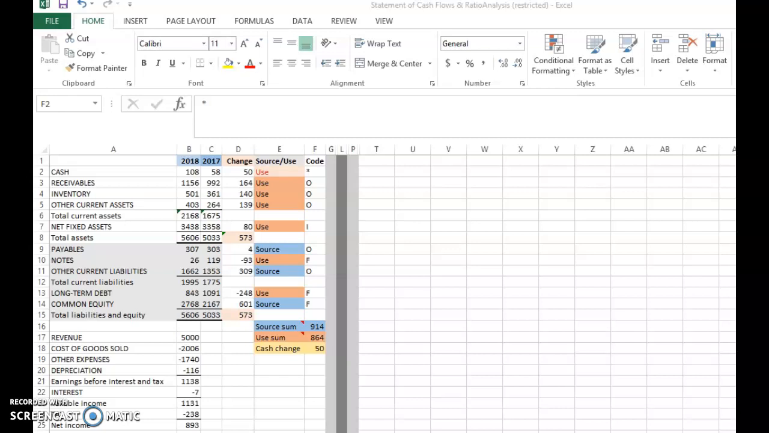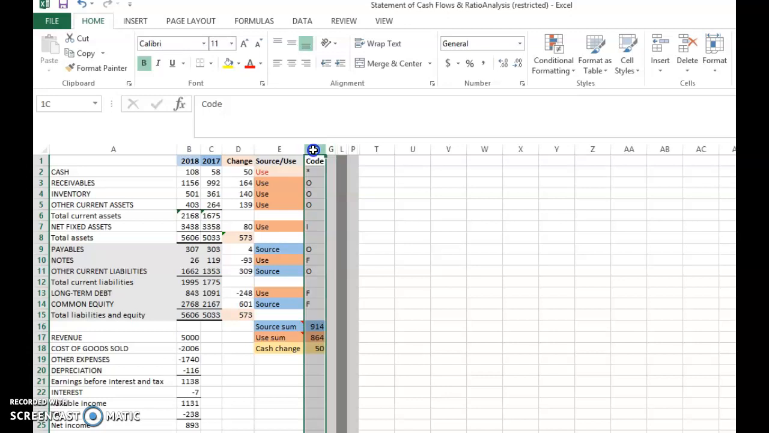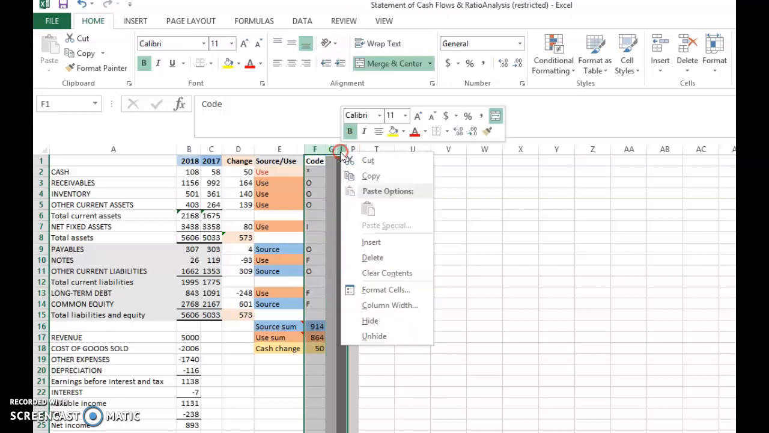Alright, welcome back. So we continue in this fourth clip, part 4 in chapter 3. Let's unhide this. So we have done 3 steps. Now we move to the 4th step in order to prepare the statement of cash flows.